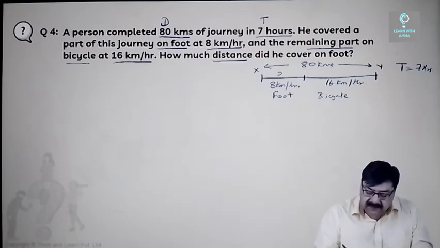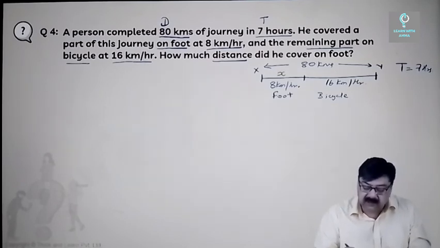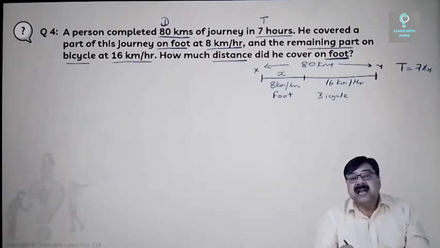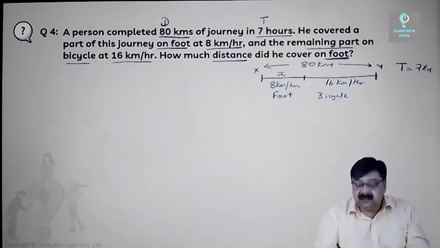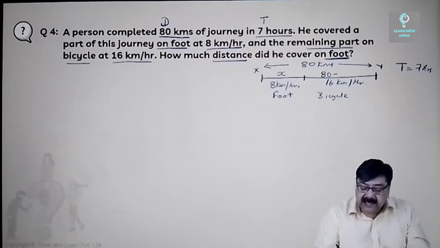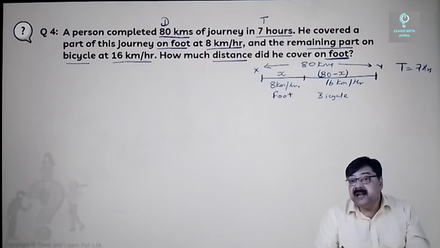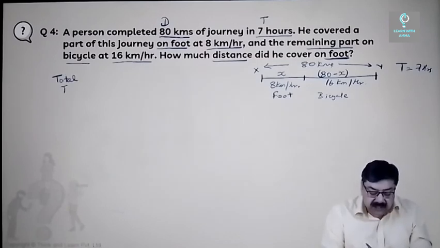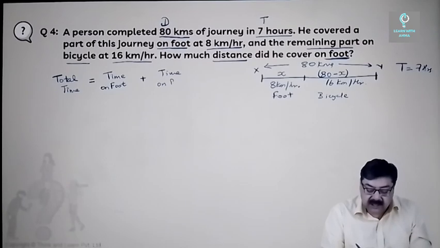So let us say that if this distance which is covered on foot is required to be found out, so let us assume this as X. Then the remaining distance shall become 80 minus X kilometers. So how much distance did he cover on foot? Now the total time taken to cover this journey will be equal to time taken to cover the journey on foot plus time taken to cover the journey on bicycle.